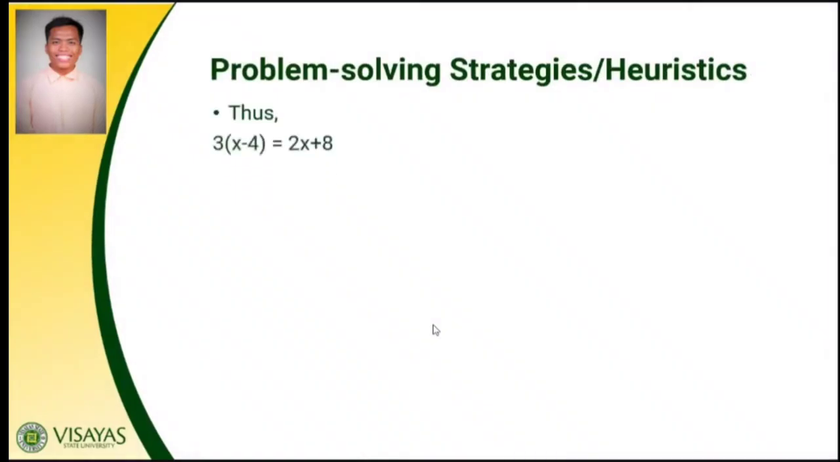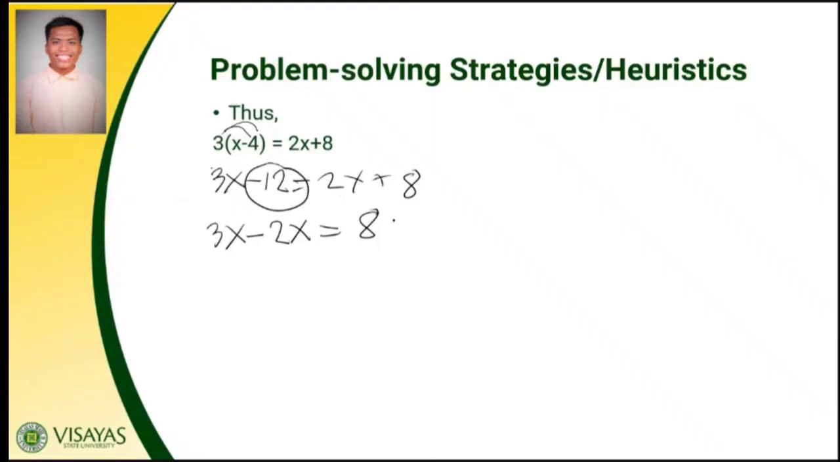So this will become 3 quantity x minus 4, which is equal to 3x minus 12, so we distribute. Equals 2x plus 8. So 3x, we move the 2x over, so it becomes minus 2x equals 8. The negative 12, we move to the other side, so it becomes positive 12. So 3 minus 2, you have x is equal to 20.